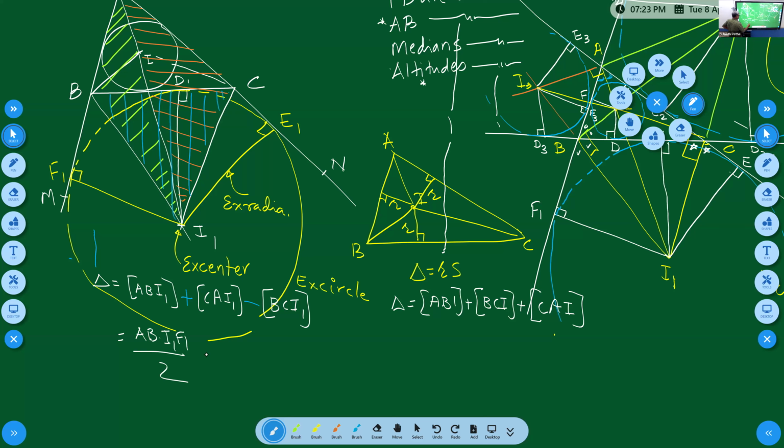Similarly, CA into I1E1 upon 2, minus BC into I1D1 upon 2. Now, a few of you will not understand this step. That is fine. We will explain it. Okay. So let us put some small letters.